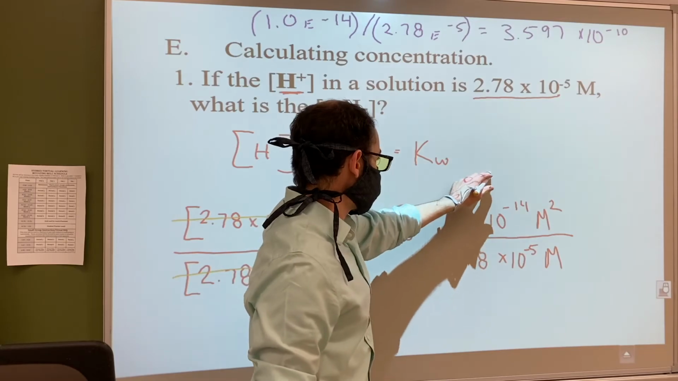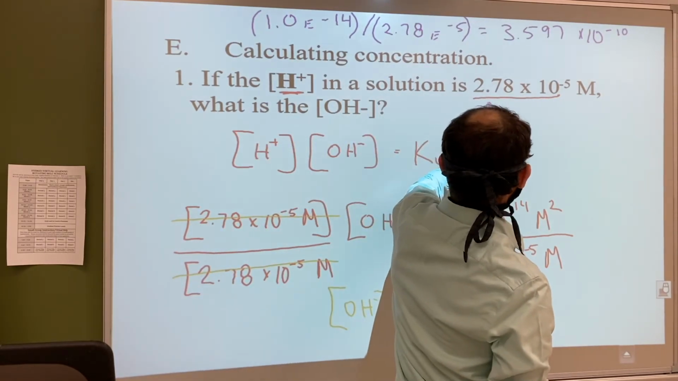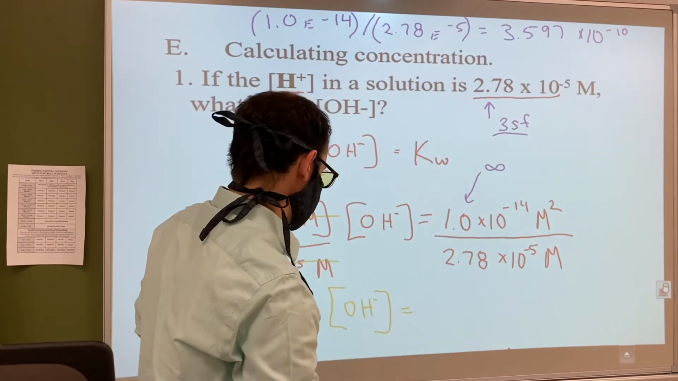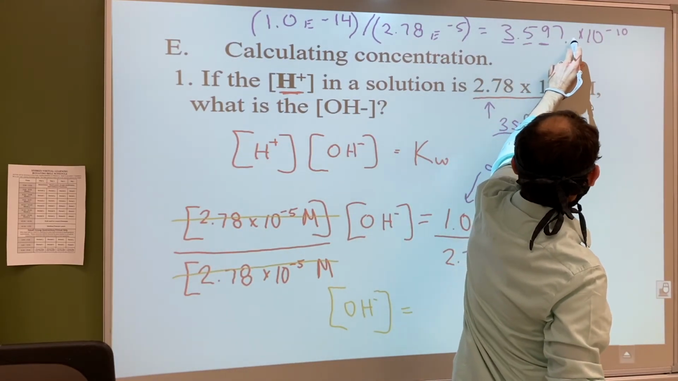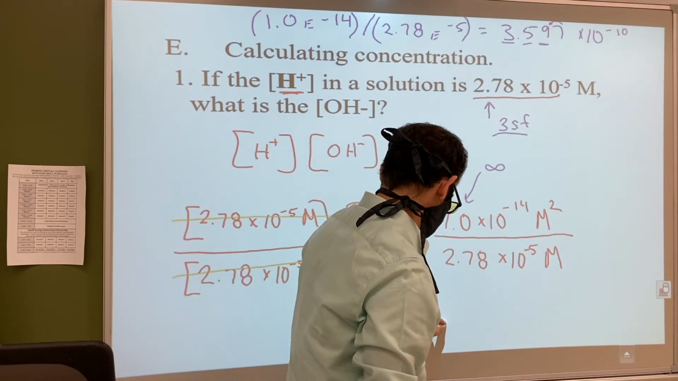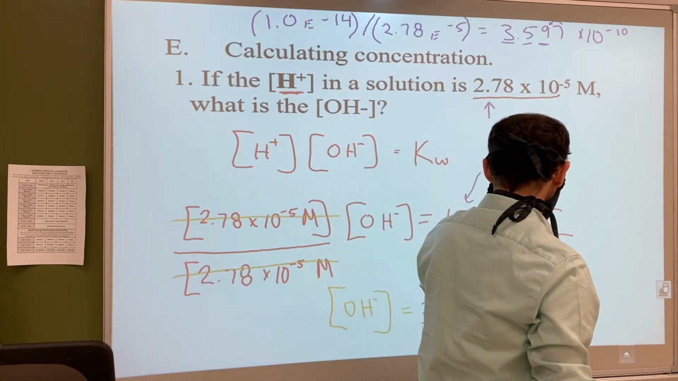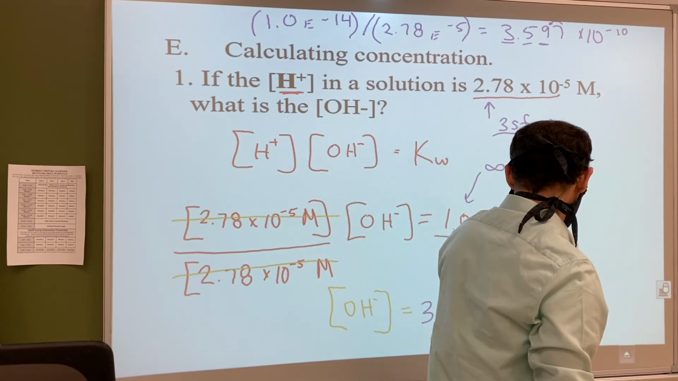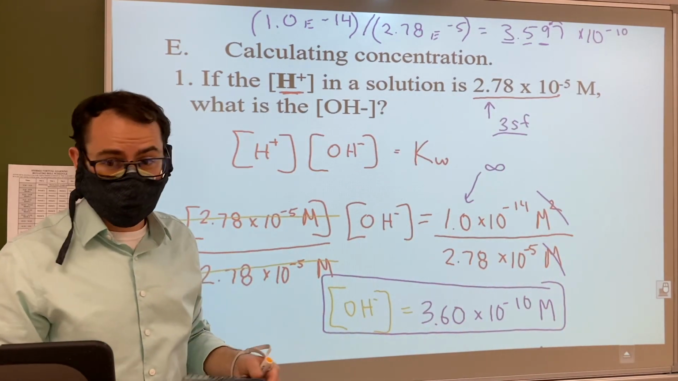Sig figs, this is a constant, so we don't use the sig figs from that. We just use the sig figs from what's given. So this has 3 sig figs, so our answer will have 3 sig figs. So 1, 2, 3. Now this is above 5, so that bumps that up, and that'll bump it up again. So 3.60 times 10 to the negative 10th. The M cancels out, and that gives you that right there. So that would be our answer for this problem.